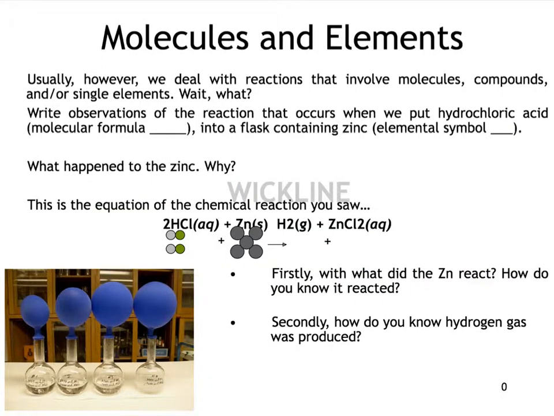All right, let's talk about molecules and elements. So usually we deal with reactions that involve molecules, compounds, and or single elements. So write observations of the reaction that occurs when we put hydrochloric acid, whose molecular formula is HCl, into a flask containing zinc, elemental symbol Zn.